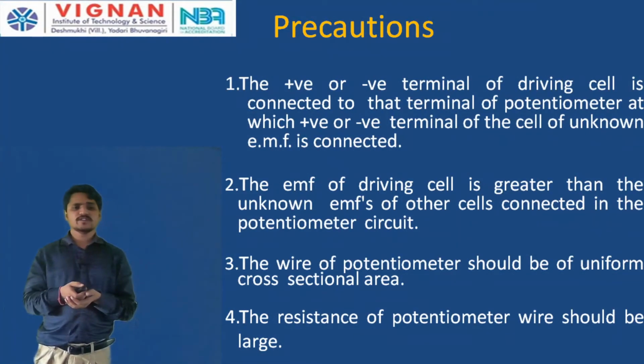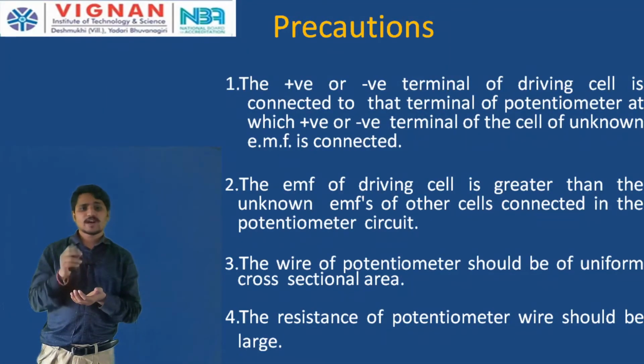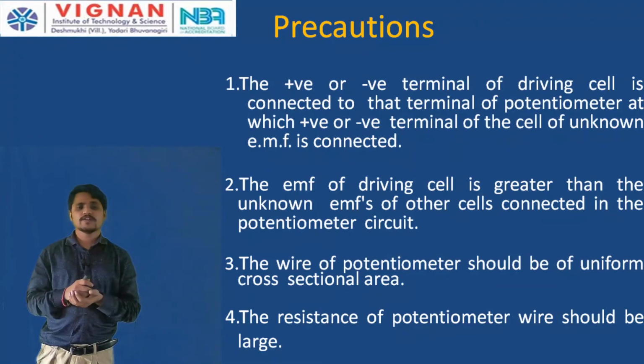The next precaution is that the wire of the potentiometer should be of uniform cross-sectional area. We already discussed this. The cross-sectional area of the slide wire must be uniform. Then only the voltage drop per unit length remains constant. Okay, this is the precaution you have to take when you are measuring the unknown voltage with the help of the potentiometer.